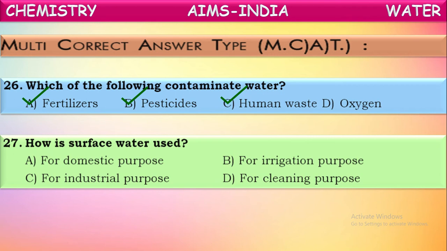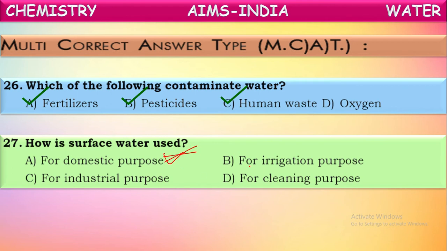See the next one. How is surface water used? Surface water means the water available on the surface of the earth. It is available in water bodies like lakes, rivers, streams, canals. Even in the oceans and seas, surface water is there. Now, how is it used? Let us see the given options. For domestic purpose, in our household, for cooking, for bathing, for washing, we use it, isn't it? So this is correct.